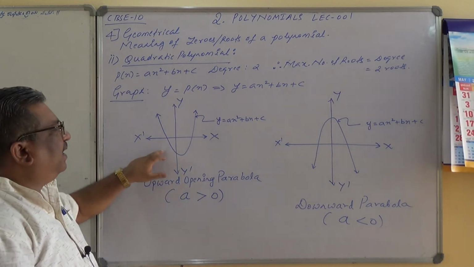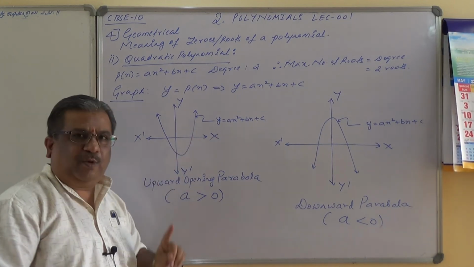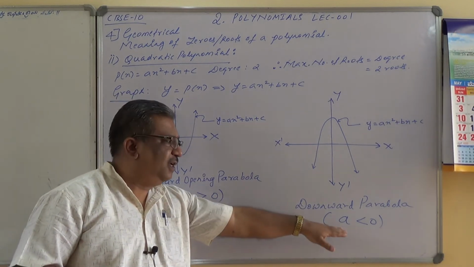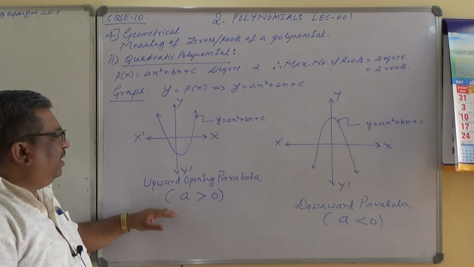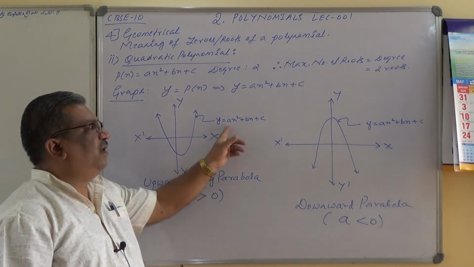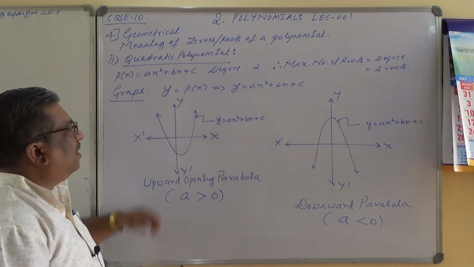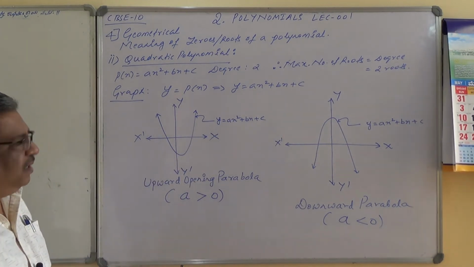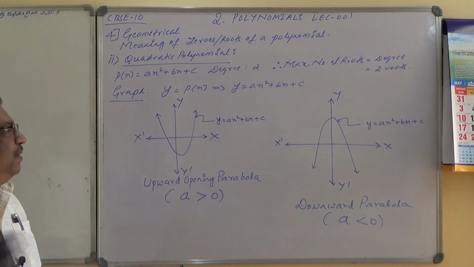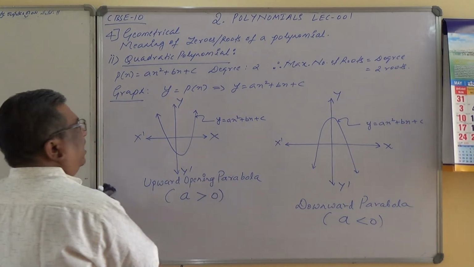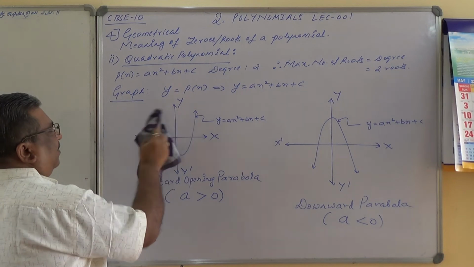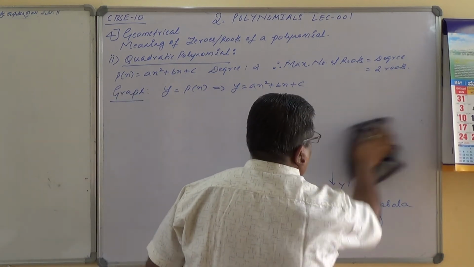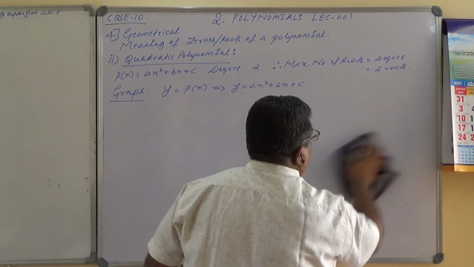The graphs plotted for quadratic equations are called parabolas. There are two types, downward opening and upward opening. Downward opening if a is less than 0, and upward opening if a is greater than 0. What is a here? The coefficient of x square. So first you note it down, then we will go for the geometrical interpretation. Okay, I hope you have noted it down. Let me take up the geometrical meaning of the roots of this quadratic polynomial.